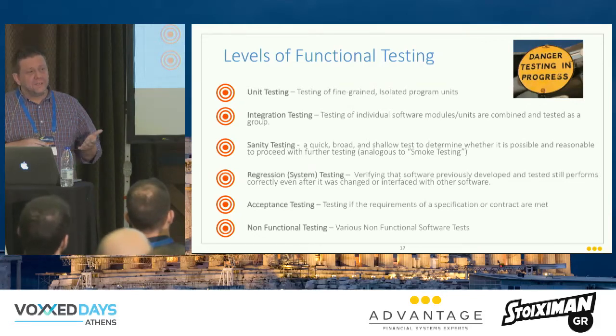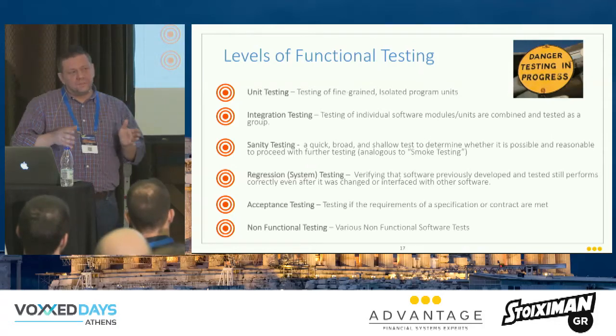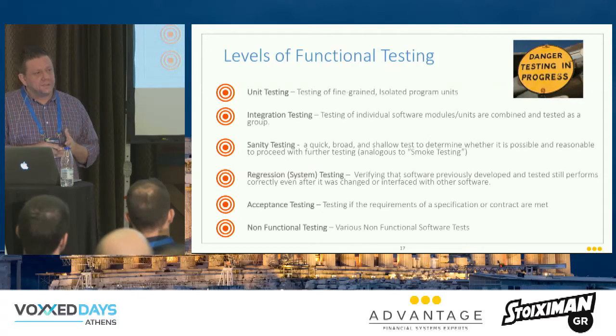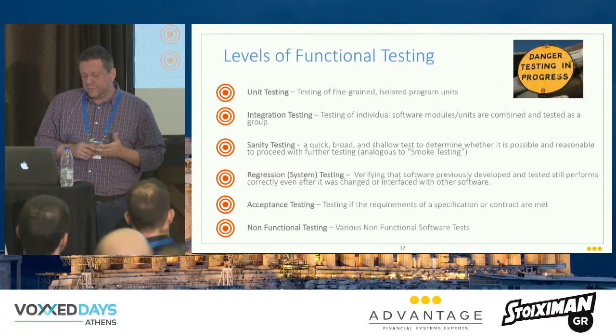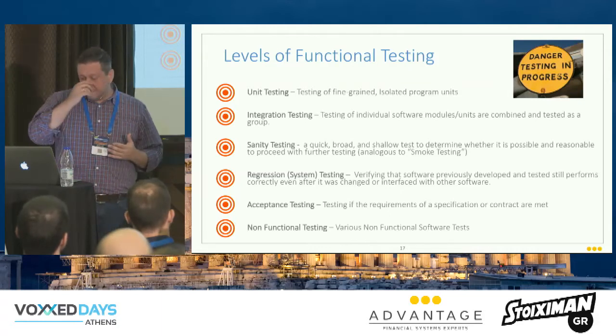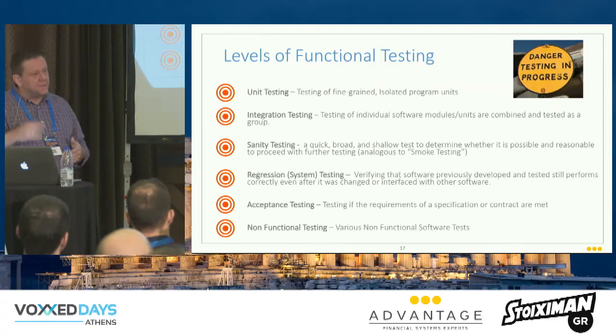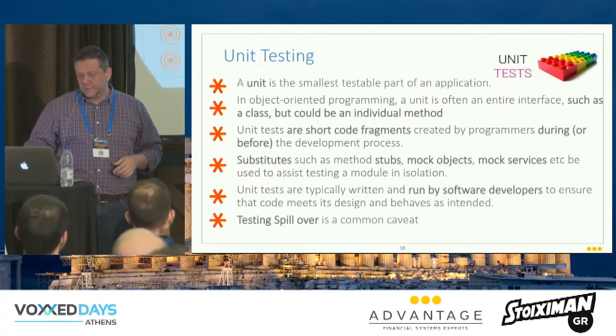Regression testing is when you have a tested system and suddenly it changes, you test it again and see if those changes have affected the performance. Acceptance testing is done by the end users who try to do their scenarios and make sure that they can reach their objectives and desired functionality. And there's a whole bunch of non-functional testing, which I'm going to talk about in a minute.